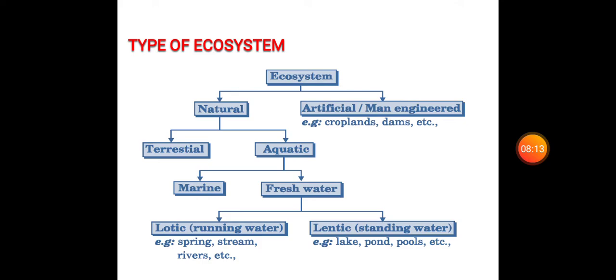The examples for the artificial or man-made ecosystem are the cropland, that means garden, botanical garden. You know very well the botanical garden. Then dams, zoo. So these are some examples for the artificial or man-made ecosystem. Okay.